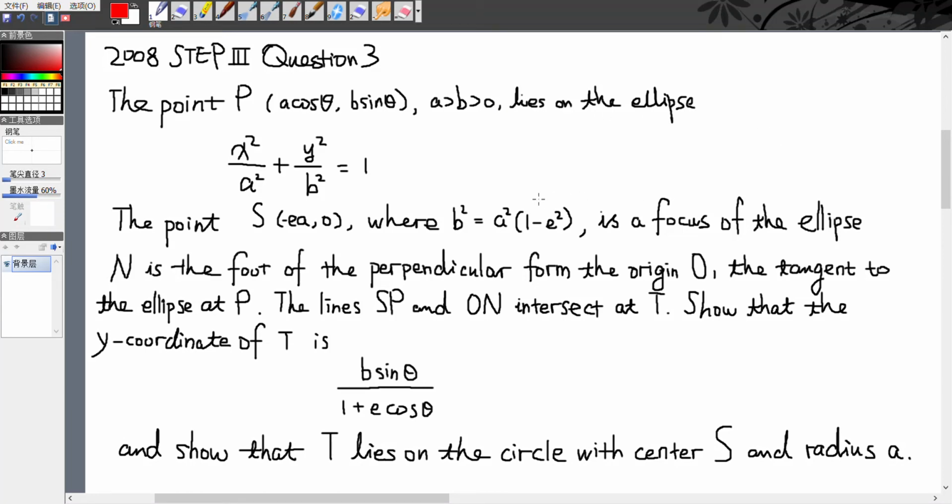Okay, so in this video, I'm going to introduce a solution of 2.NA Step 3, Question 3. Before I introduce a solution of this question, I should remind you that this question involves a huge amount of messy calculations that involves high school analytic geometry, which is the sort of thing you do with simple algebra in a Cartesian system.